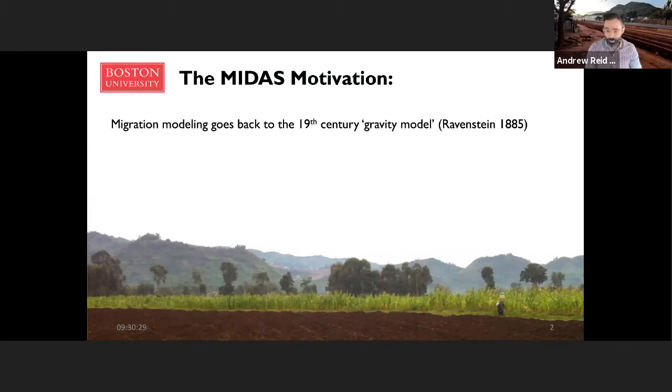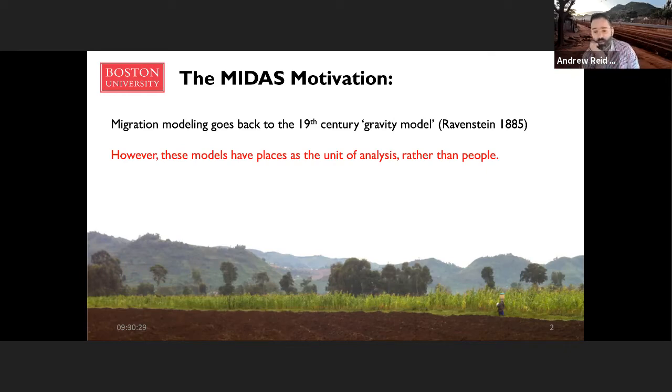in particular, going back more than a century, with a lot of the origins of this modeling being gravity models, which have grown into things like the Groundswell model. And the thing about them, and they're very powerful, wonderful for getting at global scale measurement, but they have places as a unit of analysis and not people. And what that means is in many cases, we miss this ability to capture that important heterogeneity and the complicated stories of why people move.